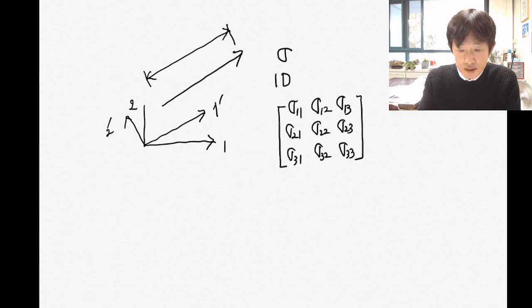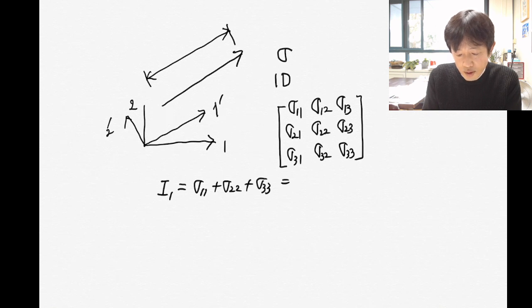Is there any invariant in this stress tensor? Yes, there must be an invariant too. In the case of this stress tensor, there are 3 different invariants. The first invariant is the sum of these diagonal terms, sigma 1 1 plus sigma 2 2 plus sigma 3 3. In index notation, it can be given by sigma kk. This k is repeating, which means sum over it. So it represents sigma 1 1 plus sigma 2 2 plus sigma 3 3.